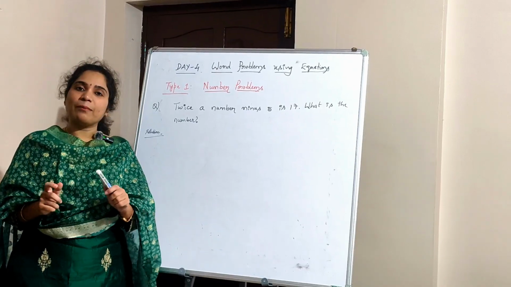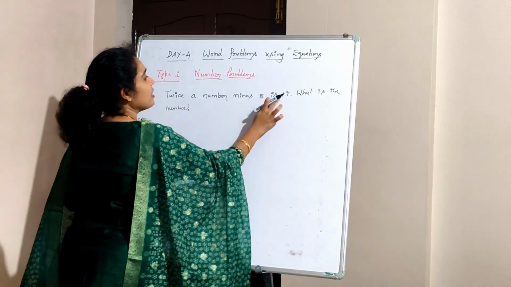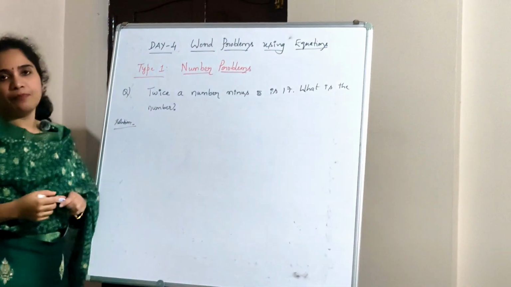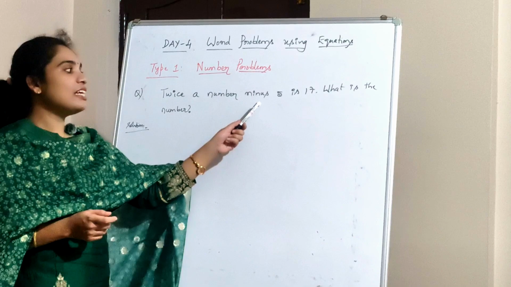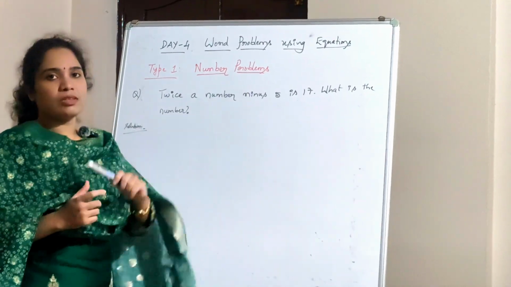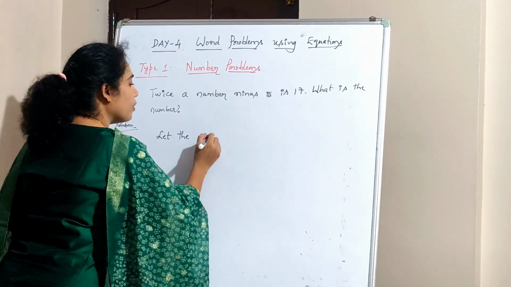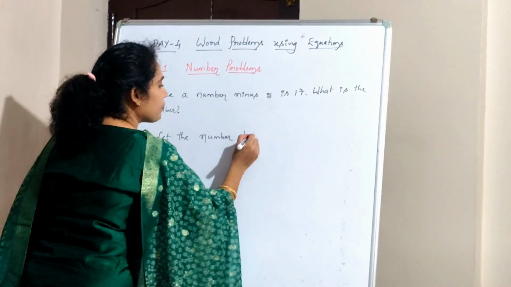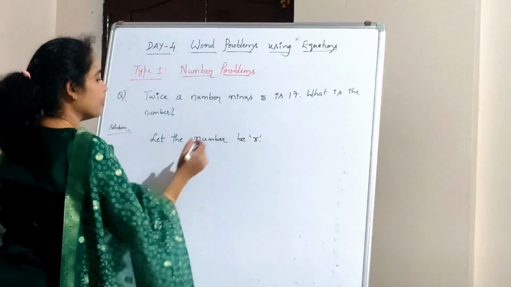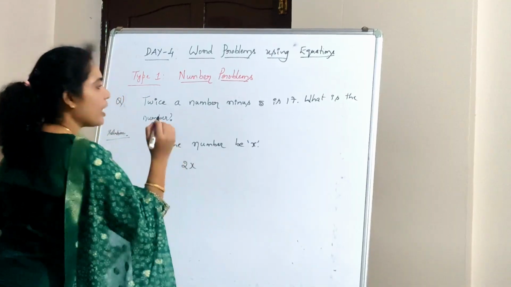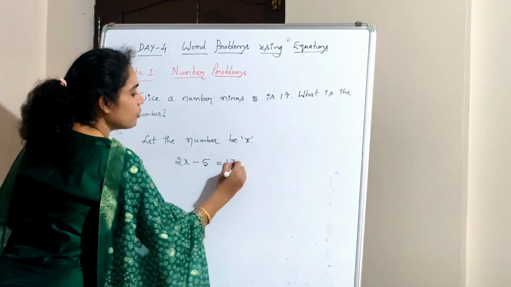Okay, let's take another example in the number problems. The question is: twice a number minus 5 is 17. What is the number? Okay, so look at this question carefully. First of all, what we have to do? We have to consider the number. So let the number be x. Now, as per the given data, twice a number, that number is x, twice means 2x, minus 5, 2x minus 5 is 17. So that is equal to 17.